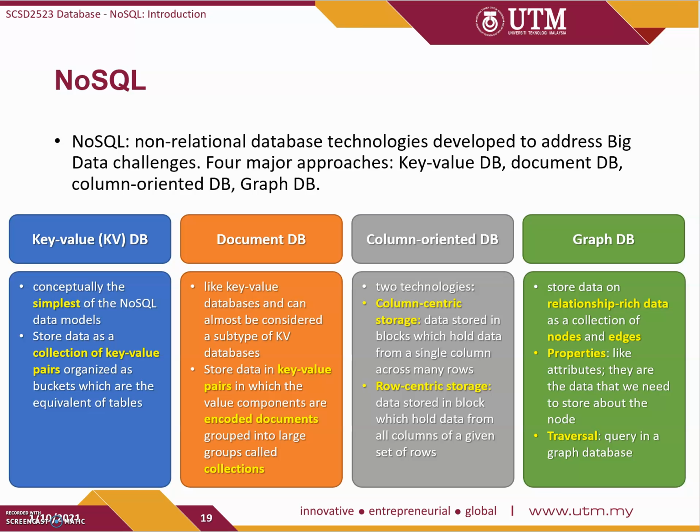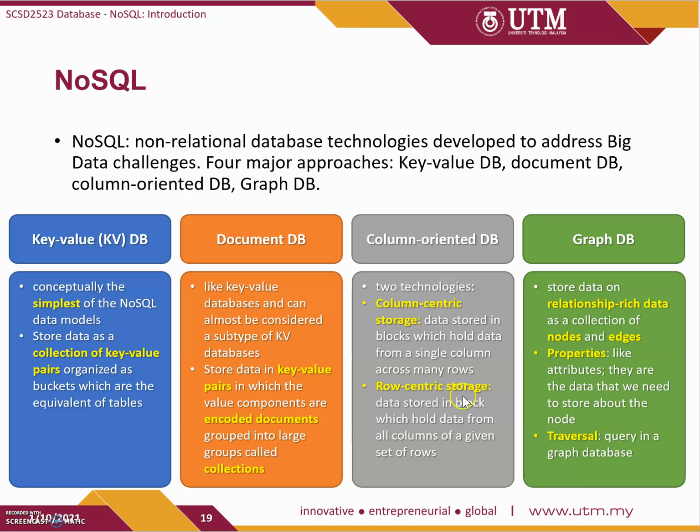Okay, and thirdly, we have also the column oriented. So there are 2 technologies in column oriented. First is the column centric, whereby the data is stored in terms of blocks, and each block will hold the data from a single column across many rows. Okay, and then we have the row centric storage.